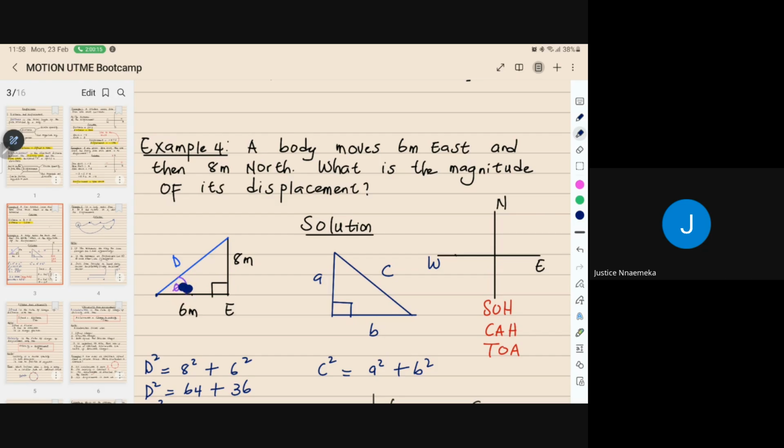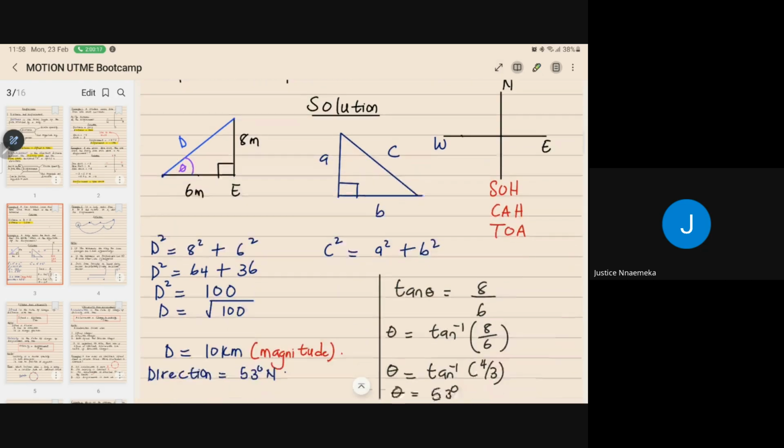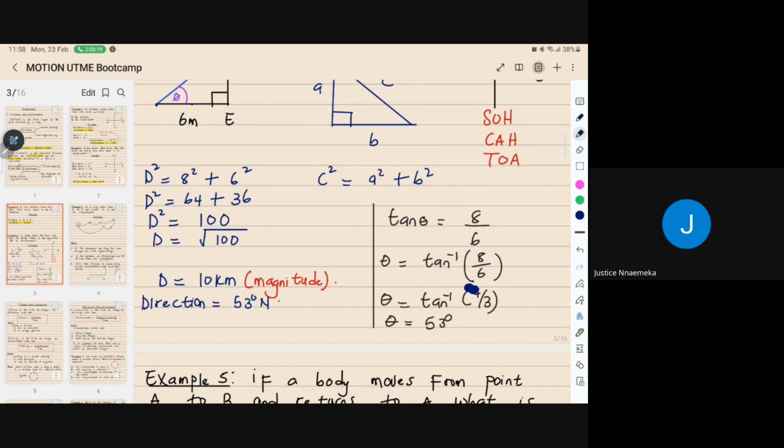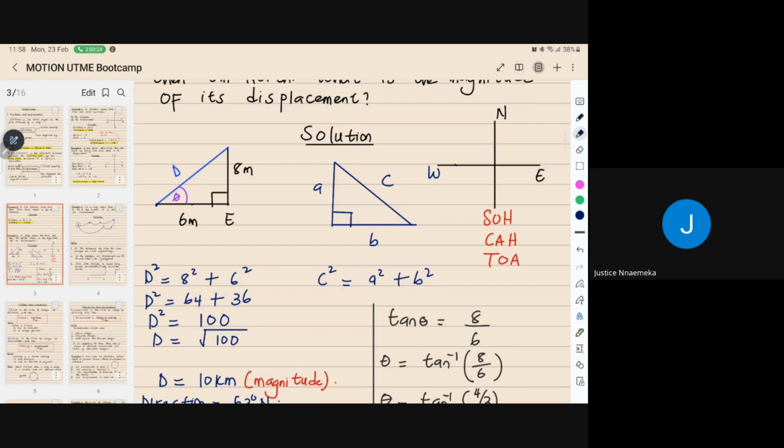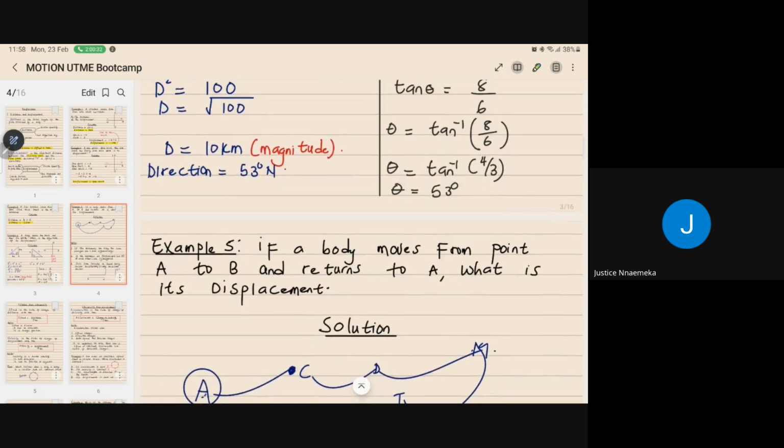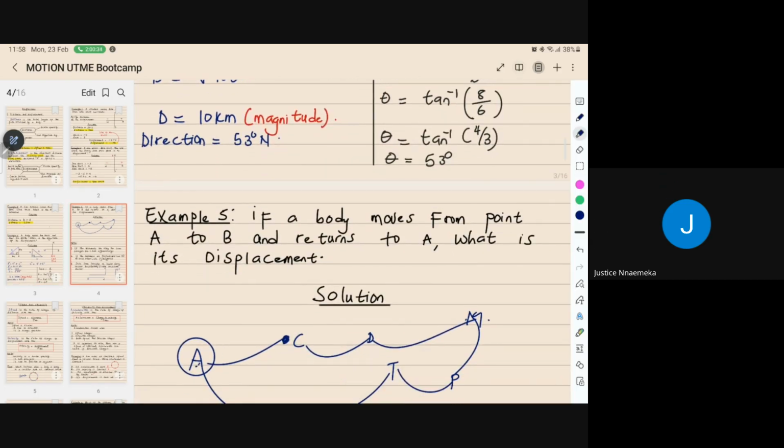But here, you need an angle. And how did I get the angle? I made use of my SOHCAHTOA. And that SOHCAHTOA gave me 53 because they gave me the opposite, the side facing the angle. And the side facing the 90 degrees is your hypotenuse. So opposite and adjacent, and I applied tan theta. And that was exactly how I got the direction. So the magnitude is 10 kilometers and the direction is 53. So tan inverse for the direction; for the magnitude you're going to use Pythagoras theorem.